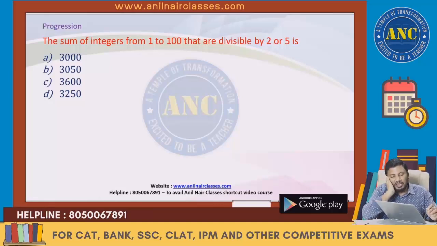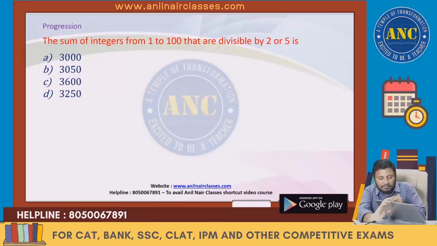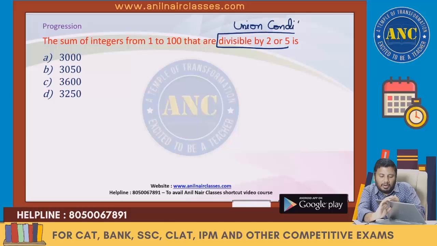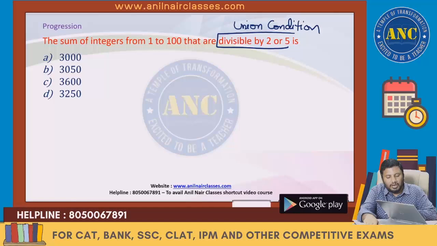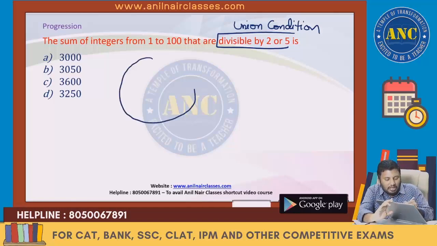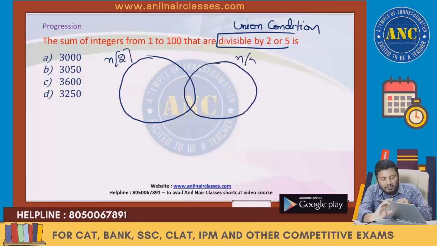Sum of the integers from 1 to 100 which are divisible by 2 or by 5. The word 'or' is nothing but a union condition. That means these are the integers which are divisible by 2, and these are the integers which are divisible by 5. There is one set which is divisible by both 2 and 5, which is 10.